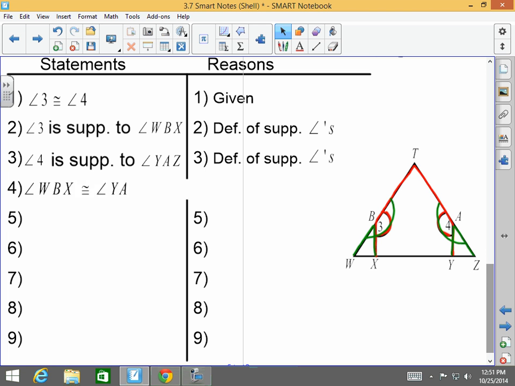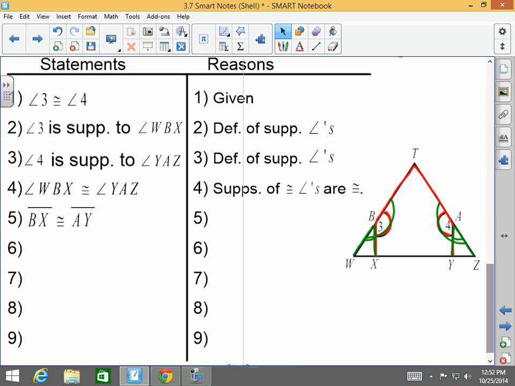Now we can easily prove that angle WBX, this angle right here, is congruent to angle YAZ, which is this angle right here. Why? Because supplements of congruent angles are congruent. Since angle WBX and angle YAZ were supplementary to 3 and 4, which are congruent, angle WBX must be congruent to angle YAZ. All right, so let's continue.